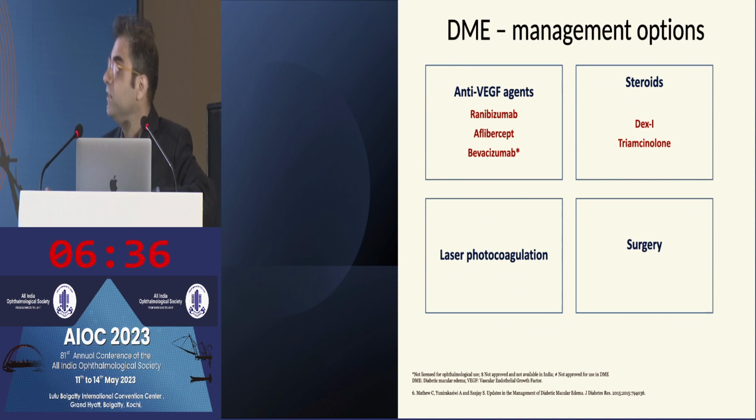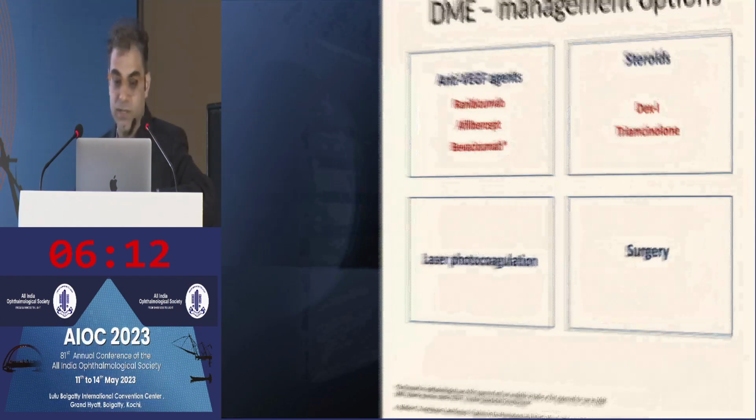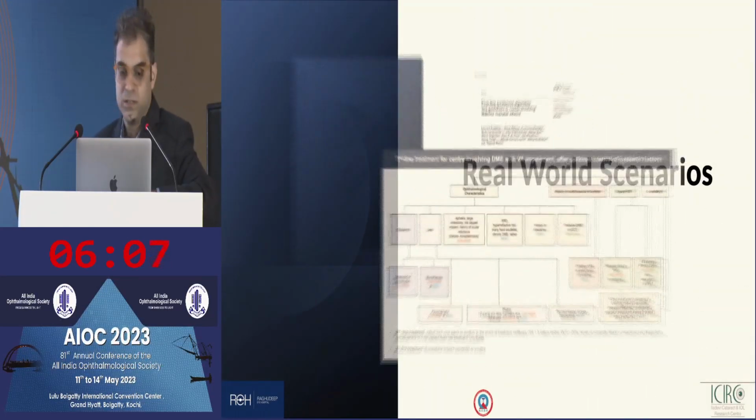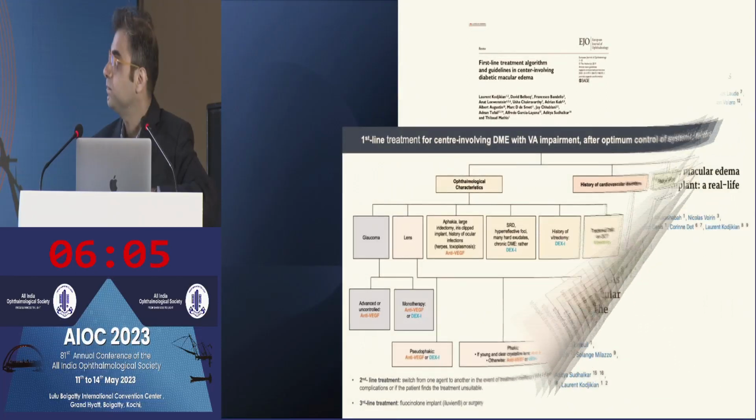The most common anti-VEGF agents we use are ranibizumab and aflibercept, and now we have also received FDA approval for brolucizumab for diabetic macular edema. The other option is steroids: dexamethasone implant, triamcinolone, and there is one more implant, fluocinolone, which is not available in India. The gold standard is laser photocoagulation, and the last resort for us remains surgery. So let us start with some real world scenarios.